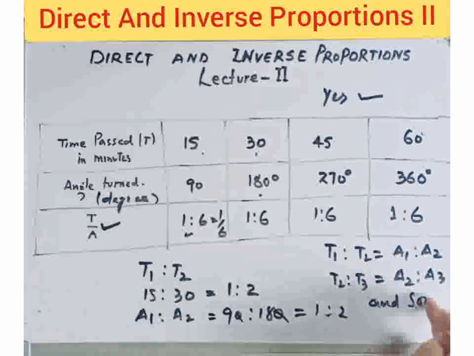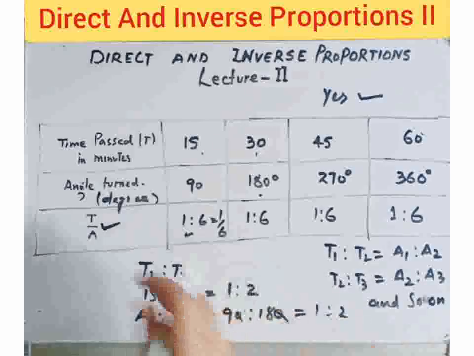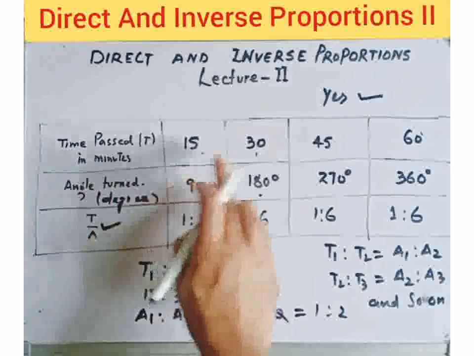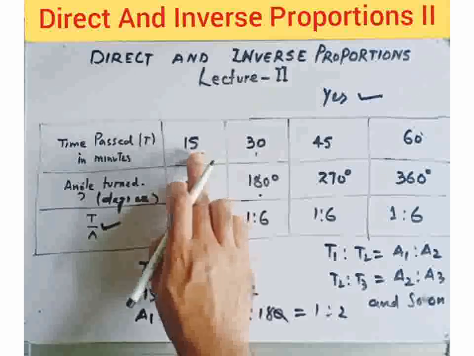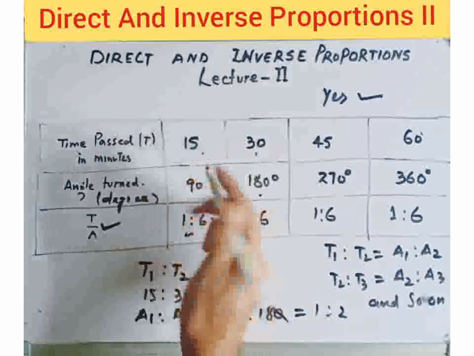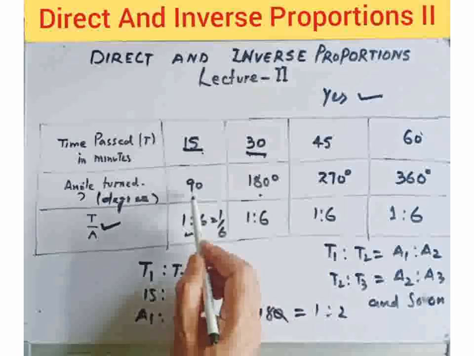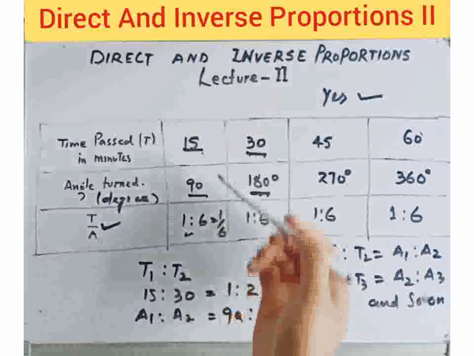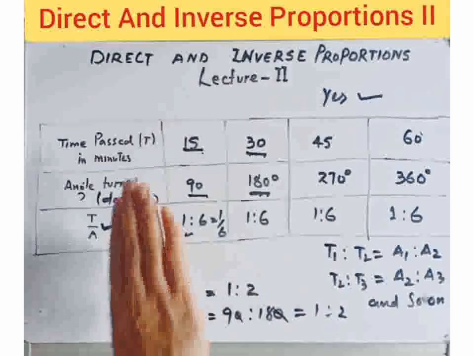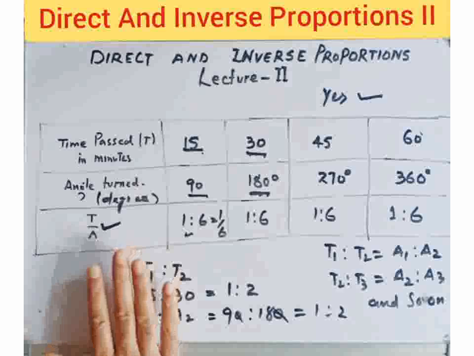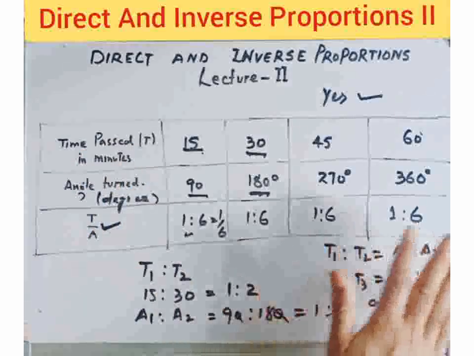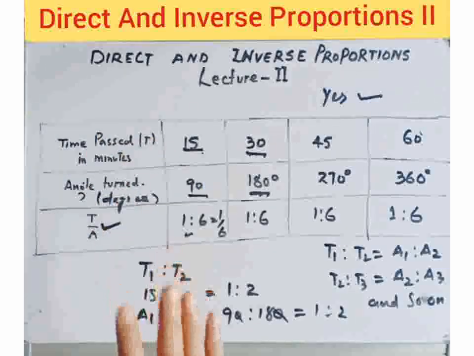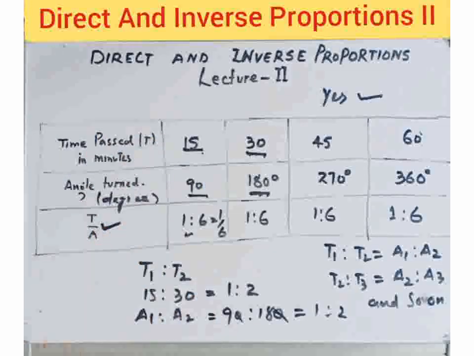So when two parameters are in direct proportion, this thing can also be seen: the ratio between the two values of one parameter will be equal to the ratio between the corresponding values of the other. Since both parameters show an increase, and their ratio is the same each time, we can say that the time passed is in direct proportion to the angle turned through.